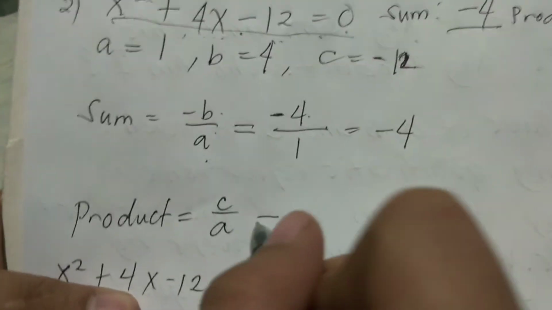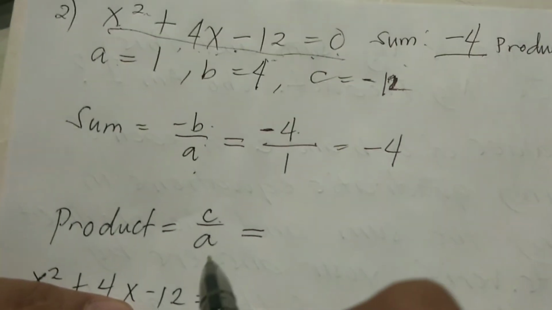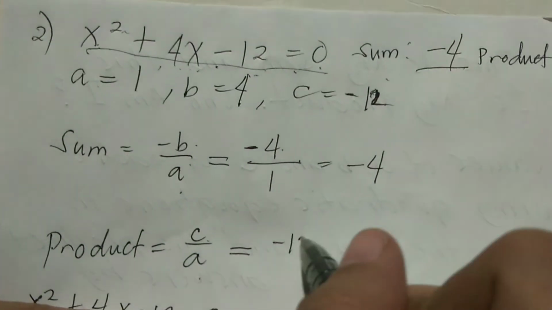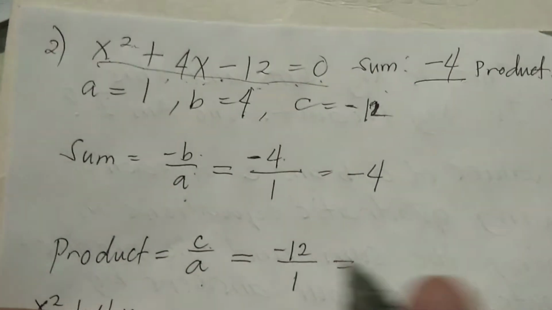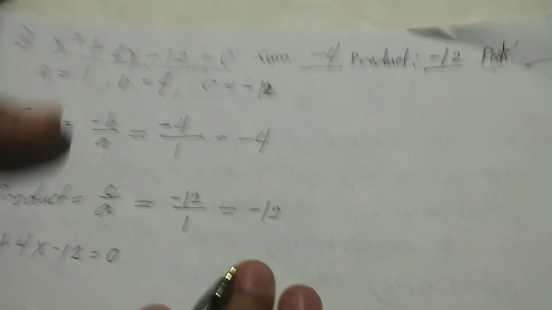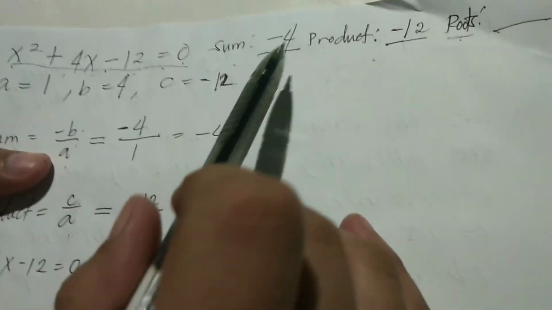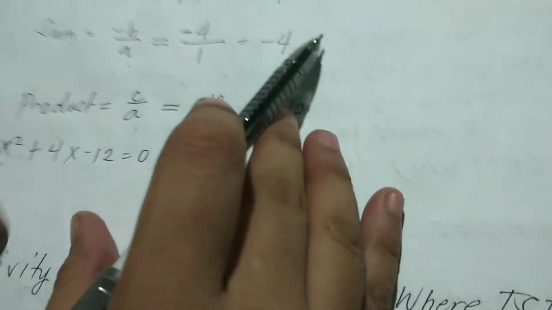While the product of the roots, C over A. So, substitute natin. The value of C is negative 12 over the value of A is positive 1. Negative 12 divided by 1 is negative 12. So, the product is negative 12. So, let's check or let's verify if it is correct. Then, yung sum niya is negative 4 and the product niya is negative 12.